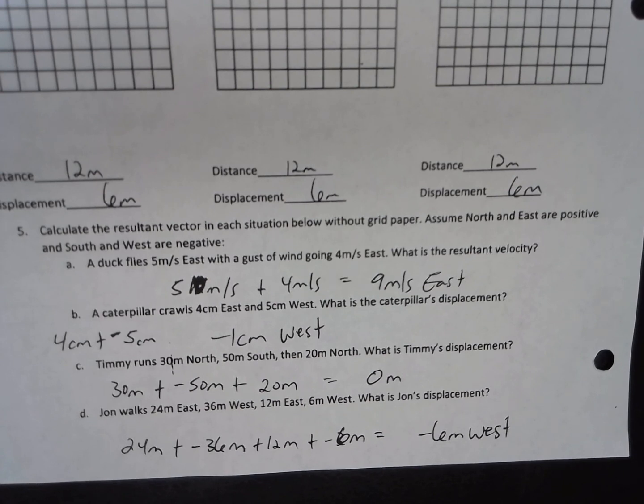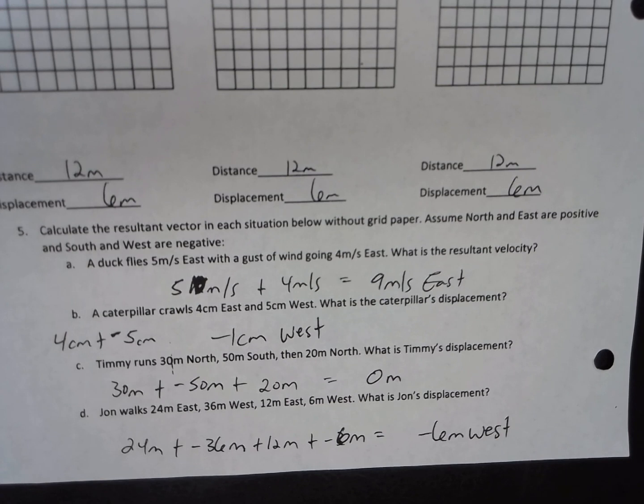Caterpillar goes east first and then west. West is the negative direction. So 4 plus -5 to give me -1 west. Timmy, 30 north, 50 south, 20 north. So north are positive directions, south is negative. So 30 plus -50 plus 20 give me 0.